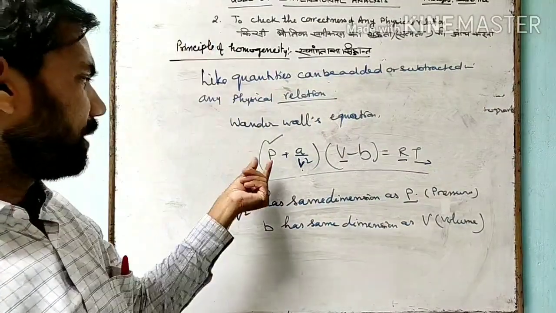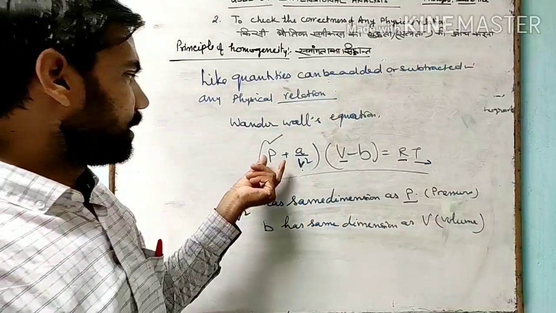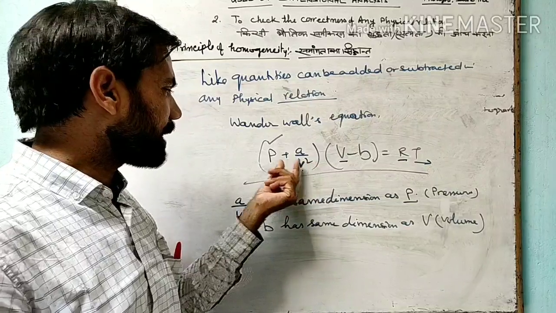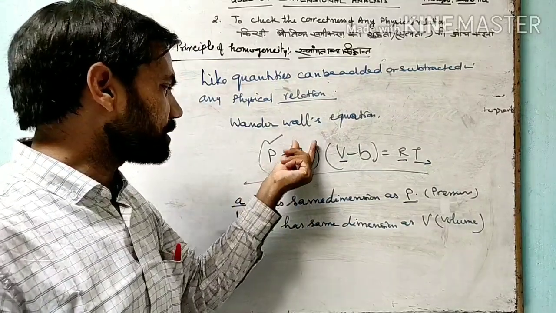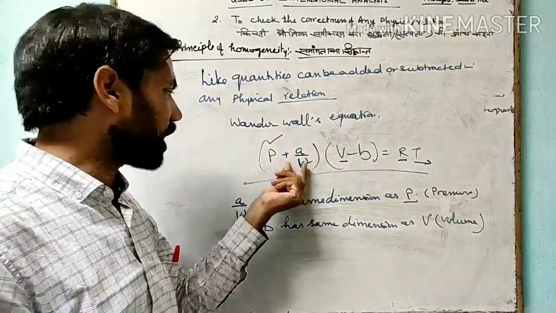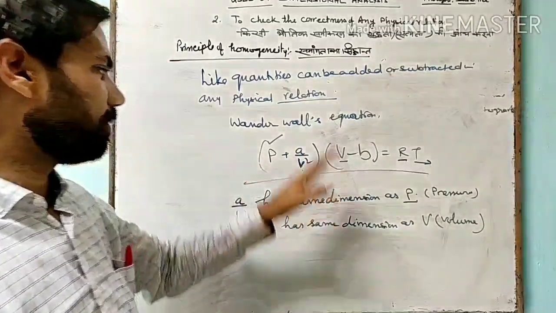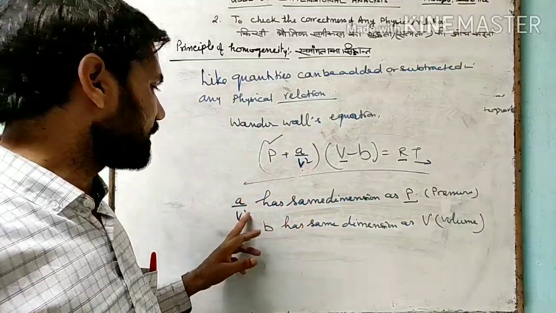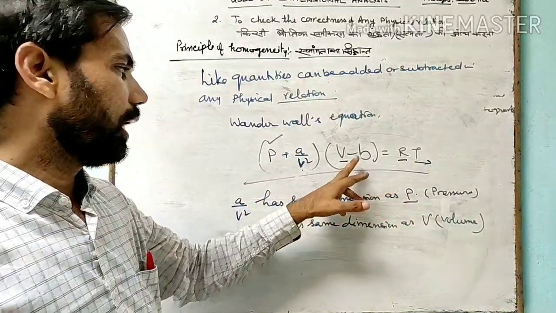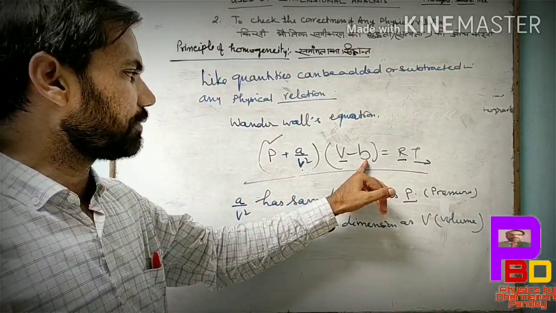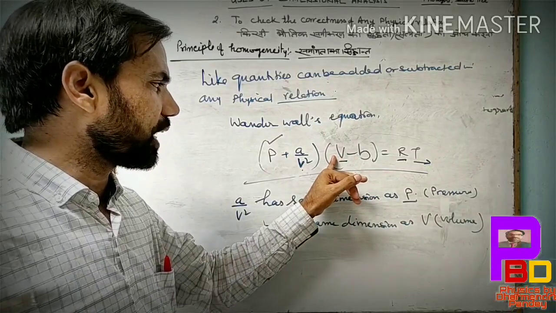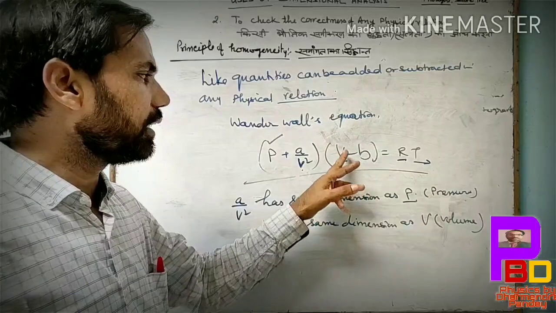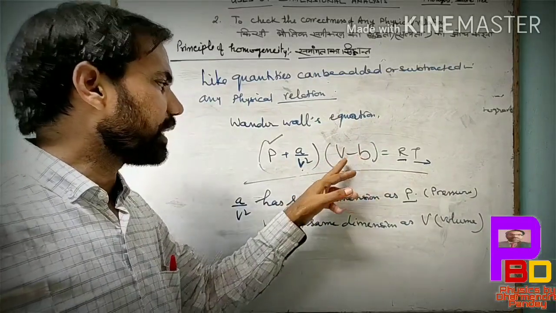Here pressure P and some other quantity is added with pressure. It means the quantity or the term which is added to pressure will definitely be a pressure term. A upon V square is nothing but a pressure term. And b is subtracted from capital V, that is the volume of the gas. Okay, volume where the gas is filled. So definitely b is also a volume term.